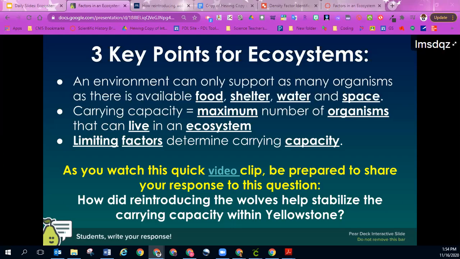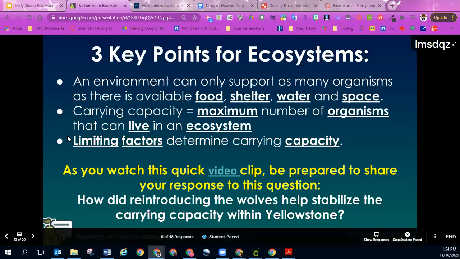Okay. I think that's one of the best answers. So yes, good job. They definitely help with overpopulation of the elk, as well as being able to change some of those migration patterns that go with all of those elk.